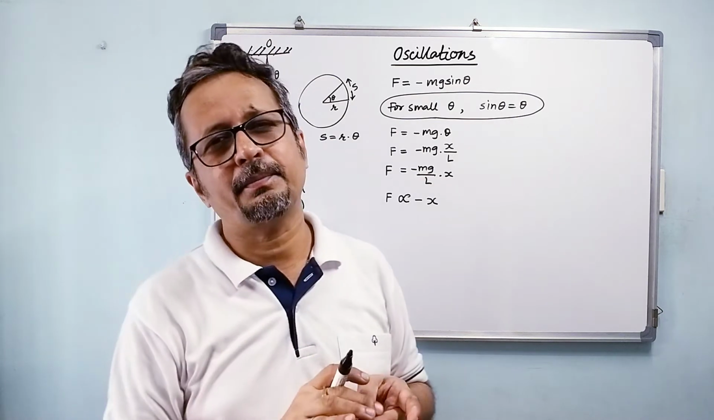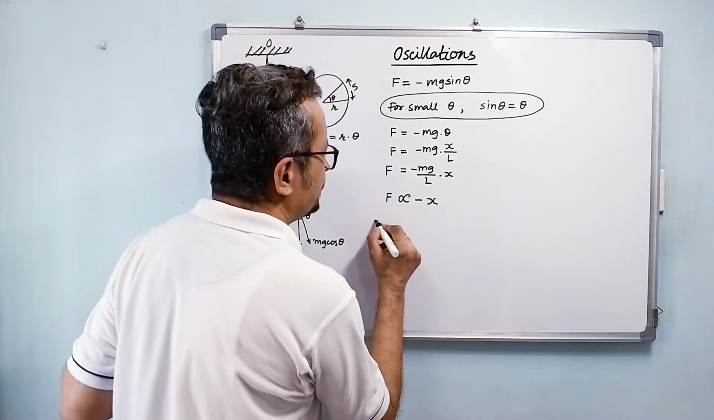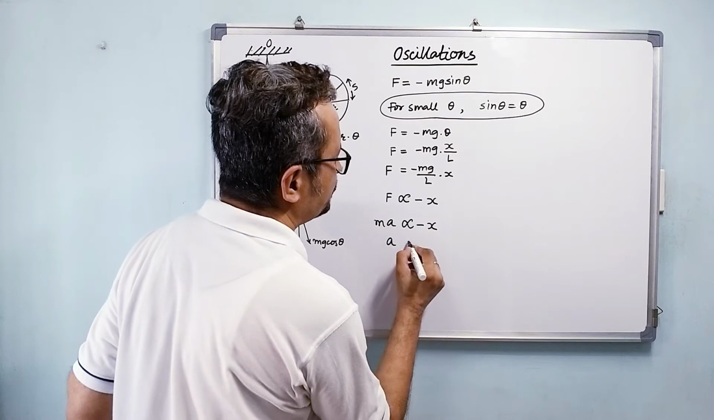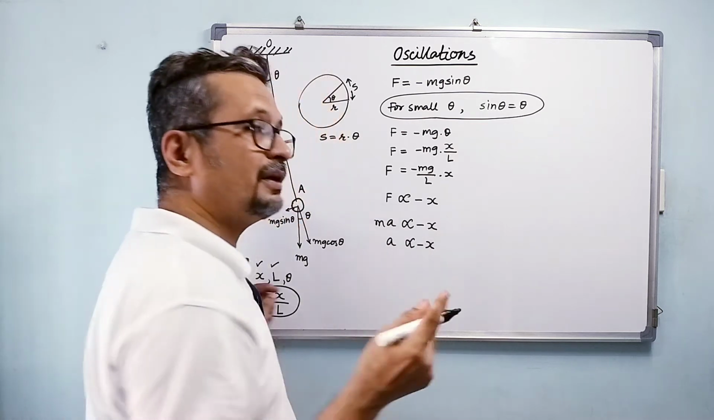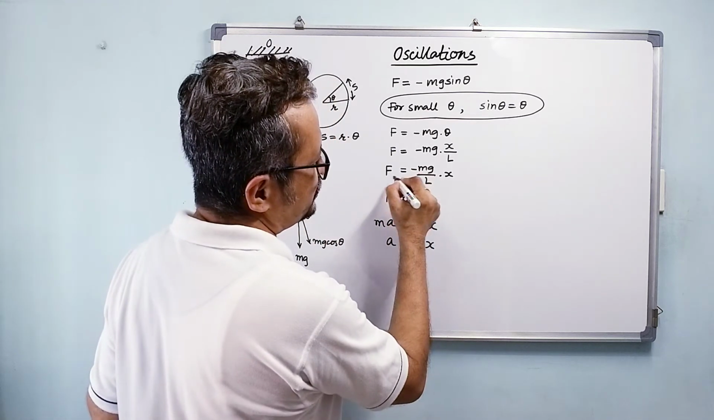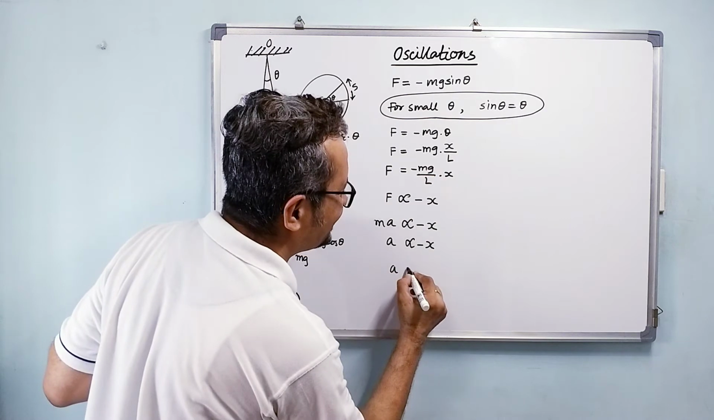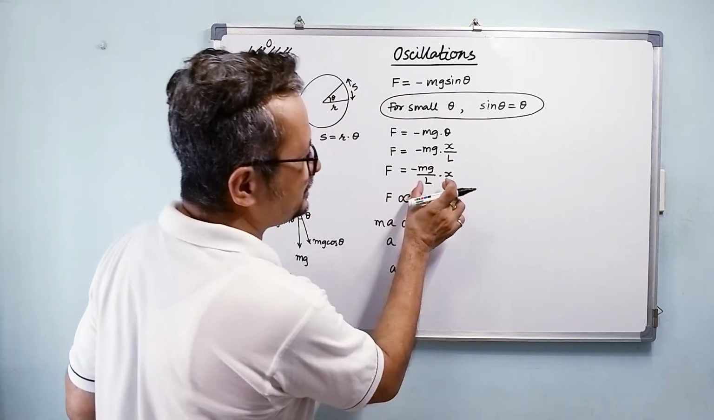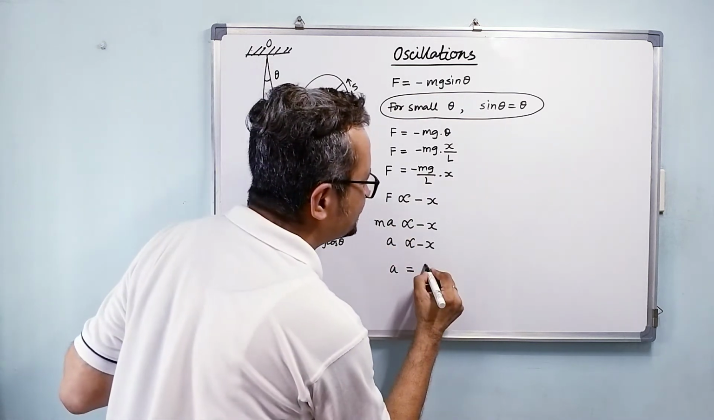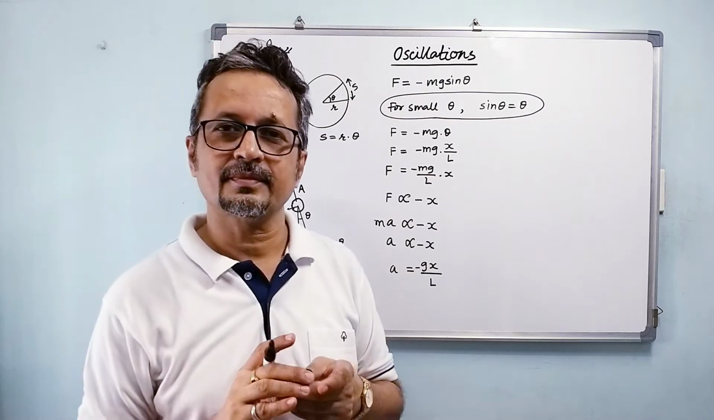Now what is my force? Is it not mass into acceleration, Newton's second law of motion? So m into a is proportional to minus x here, and a would be proportional to minus x, because again my mass is going to remain constant. So F is equal to minus m g x upon L, or I can say a is equal to minus g x upon L. Is it not my acceleration? Correct?